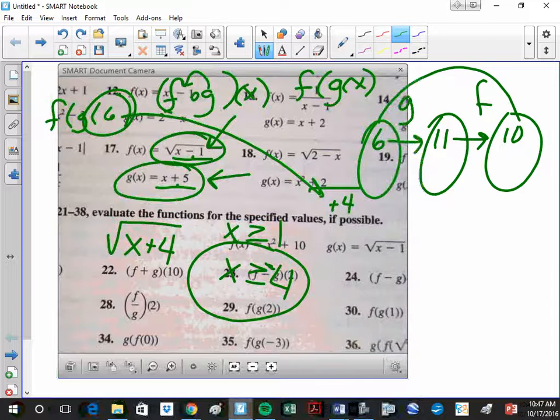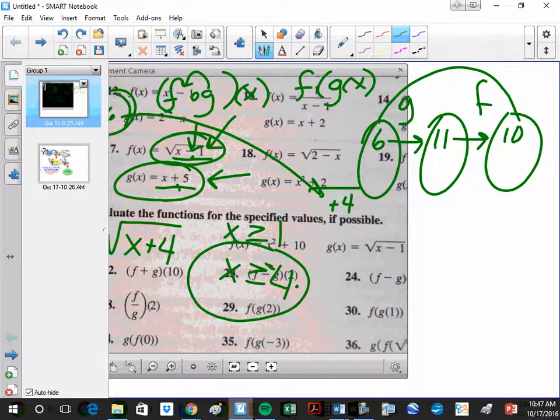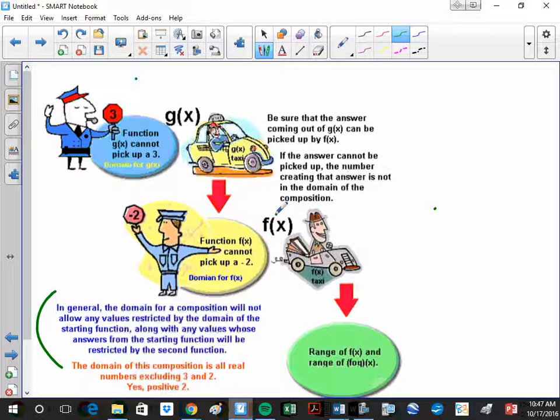So, which numbers here create problems there? These. Negative 4 plus 5 is 1. And when we plug 1 in, it's okay, but anything less than 1 is not okay. Does that make sense? So we'll go back to our picture. We have to look at what can be plugged into the first function.